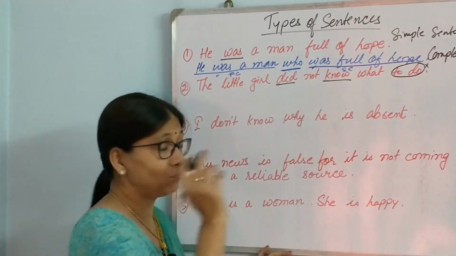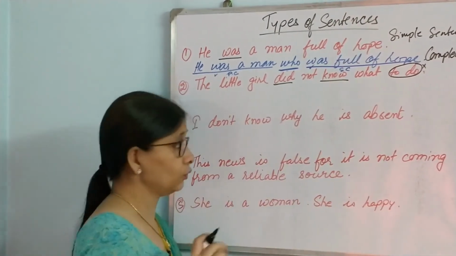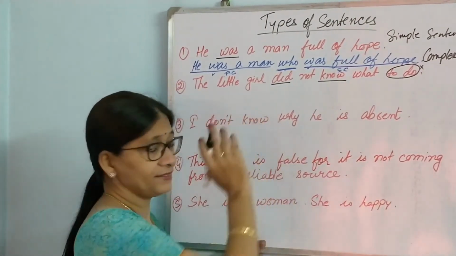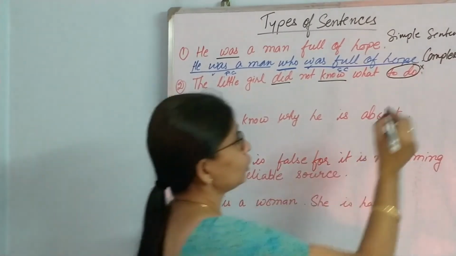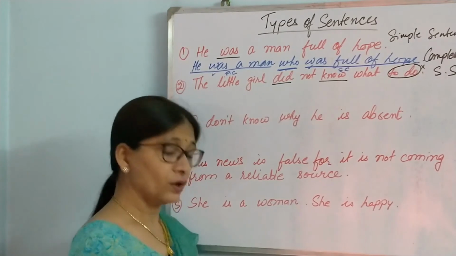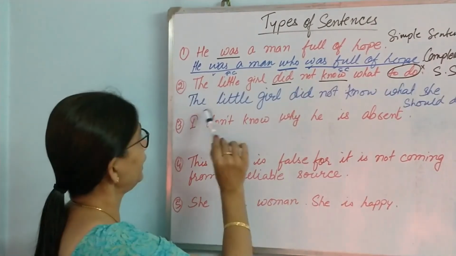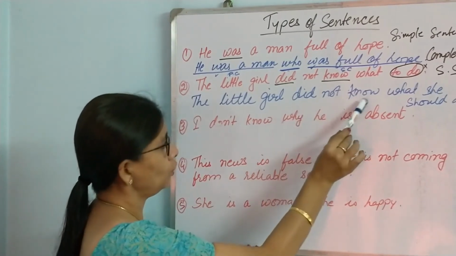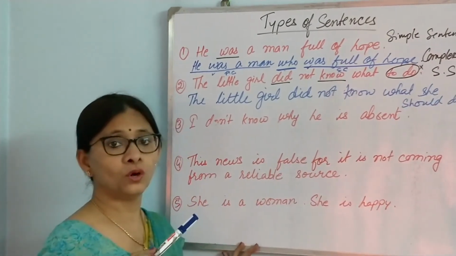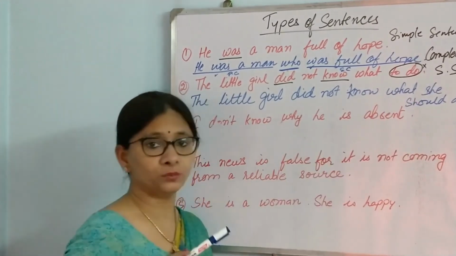So the sentence has one verb. Now this is taken as one because they are together. They will be taken as one verb. This sentence has one, so it is also a simple sentence. Now can we change this simple sentence to a complex sentence? Let us see. The little girl did not know what she should do. What to do has been replaced by what she should do.